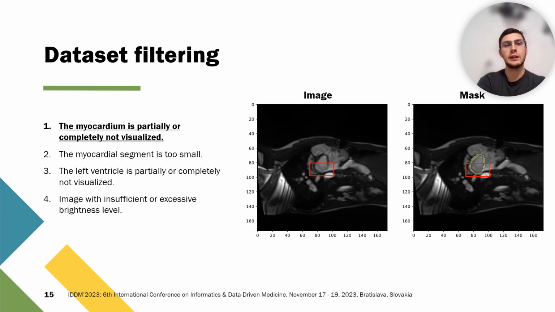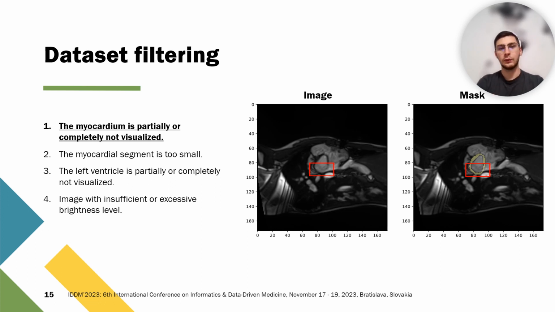And last but not least, the dataset was filtered. Some images have poor resolution or poor quality in general, which negatively affects the performance of the model. In addition, the original dataset is not focused only on the myocardium, so some images that, for example, have only right ventricle segments may not have any value in the study of the myocardium. The dataset was filtered using the criteria you can see on the slide.